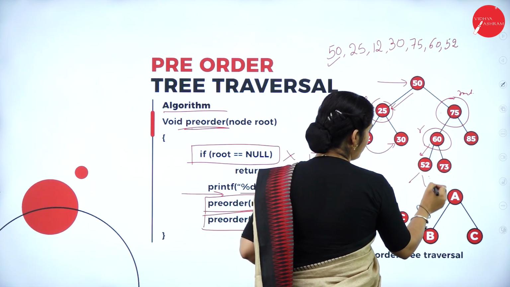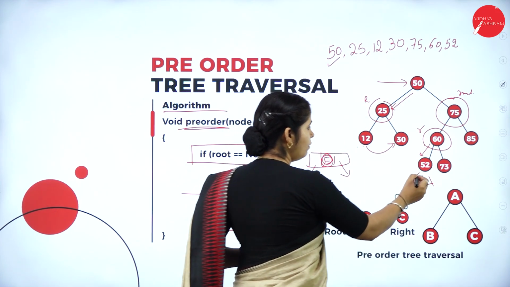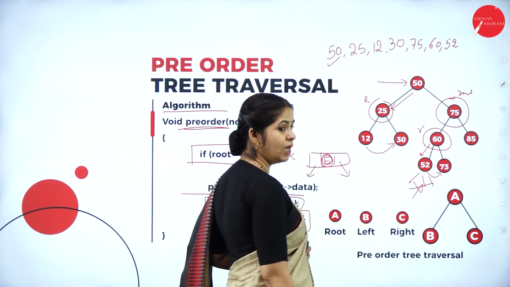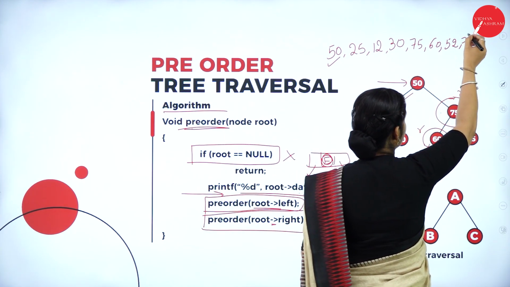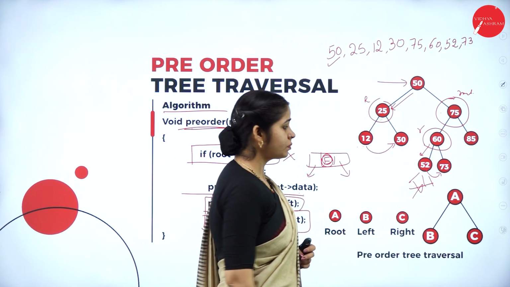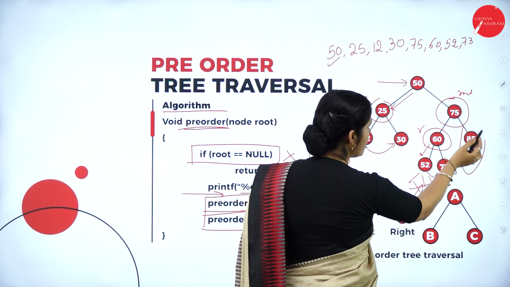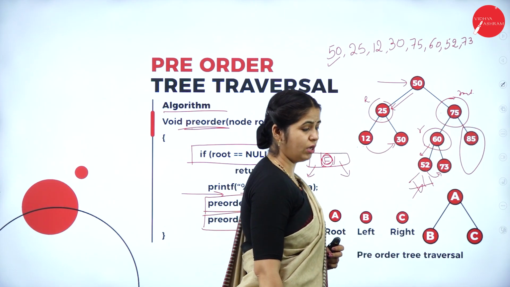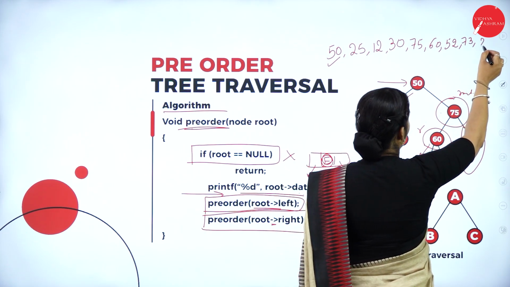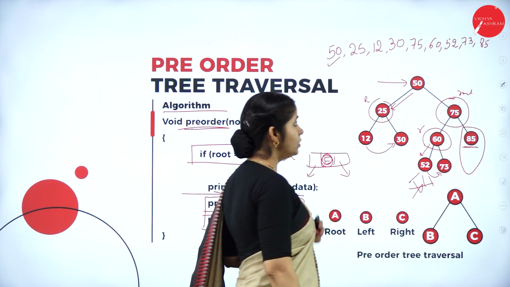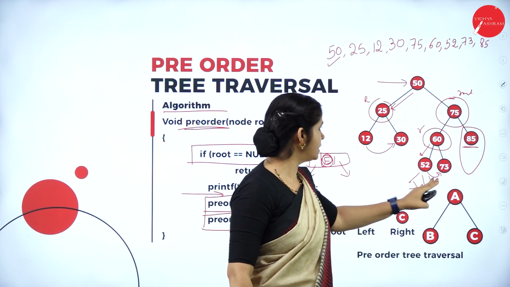After that, we don't have any further nodes for this. 52 is a leaf node. Then we visit the next, the right child. That is 73. After 73, what do we have to check? We have to check the right child of the root 75. What do we have in the right child? We have only one element, that is 85. So this is the pre-order tree traversal for the given example.